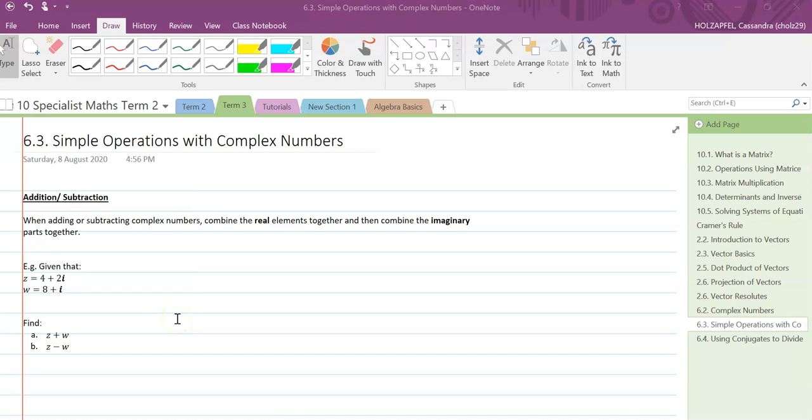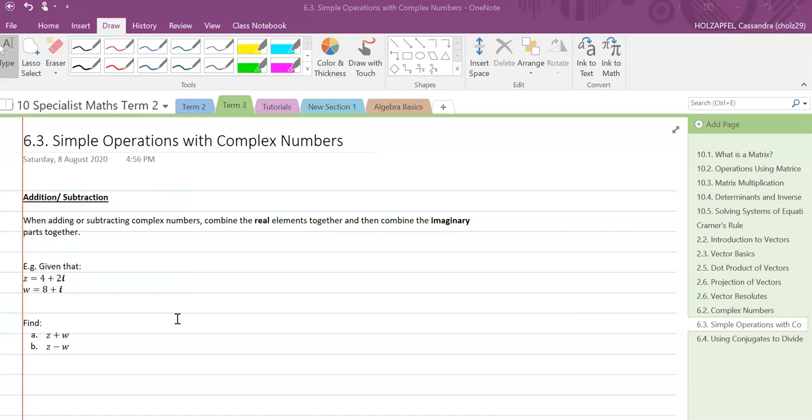Today we're going to be looking at using some simple operations with complex numbers. So this is going to include addition and subtraction, scalar multiplication, and regular multiplication. So looking at addition and subtraction, how do we add or subtract complex numbers? Very easily, because all we're going to do is combine the real parts together and then combine the imaginary parts together.